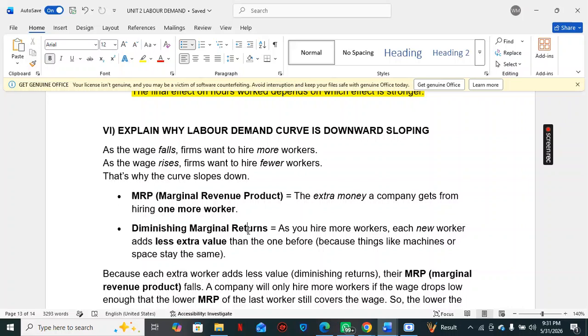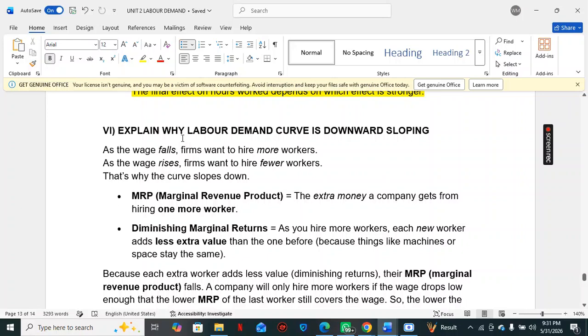What do you think will happen to the output, colleagues? The output will eventually drop. Why? Because each worker that you're bringing in, the additional output, the extra value that they bring to the company, is dropping.